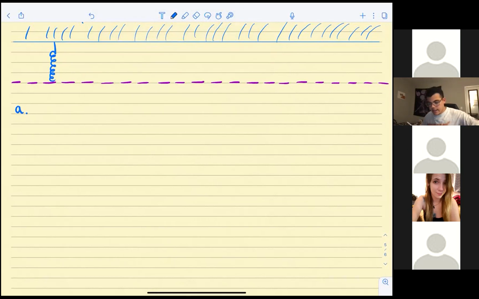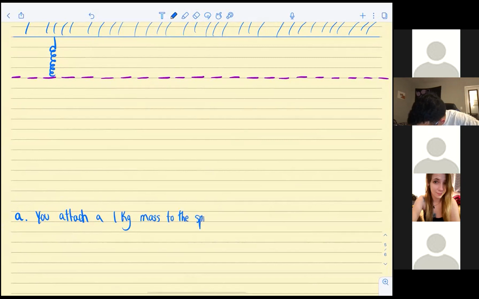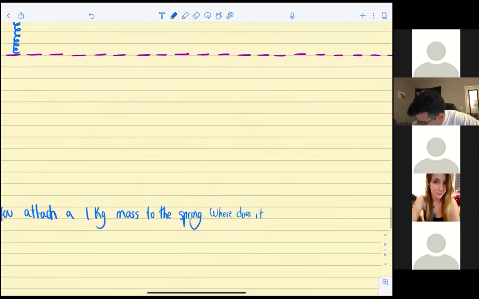So the spring is just hanging out. And in part A, you attach, let me actually write this lower down so it doesn't interfere with my pictures, you attach a 1 kilogram mass to the spring. Where does it settle? Wow, I love how my handwriting changed so much there.